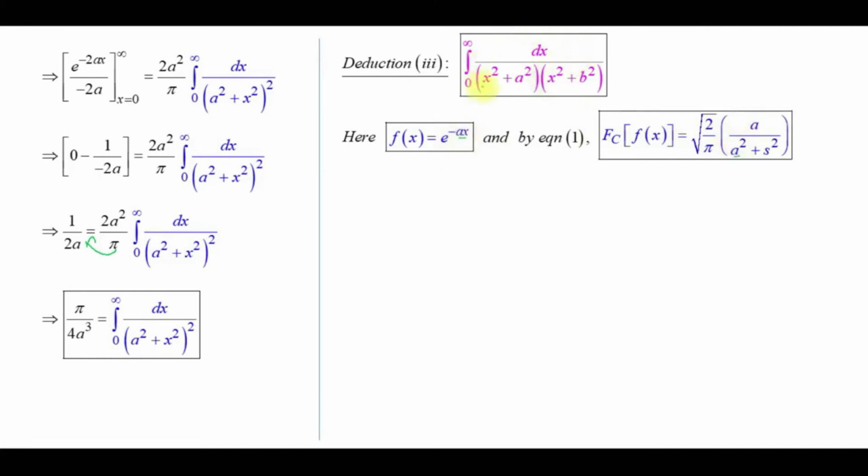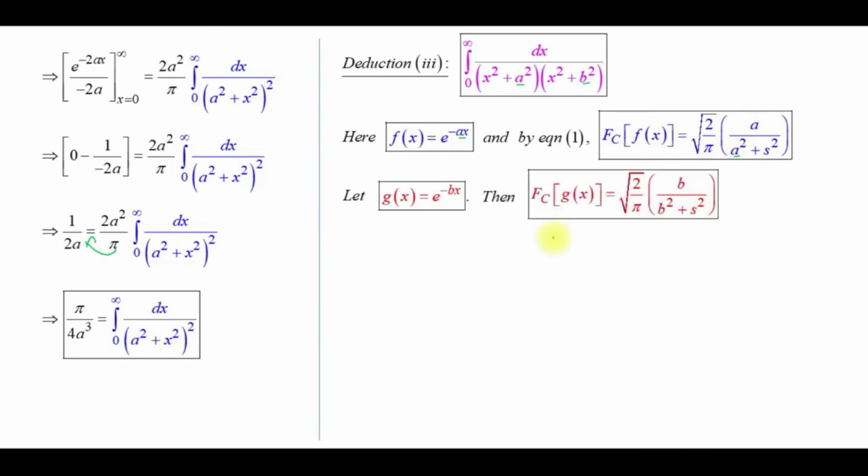But in the deduction there are two constants, namely a and b. So for b, we have to introduce g of x equal to e power minus bx. Instead of a, we replace with b. g of x equal to e power minus bx. Then the Fourier cosine of g of x, just replace a by b, is square root of 2 by pi into b divided by b square plus s square.